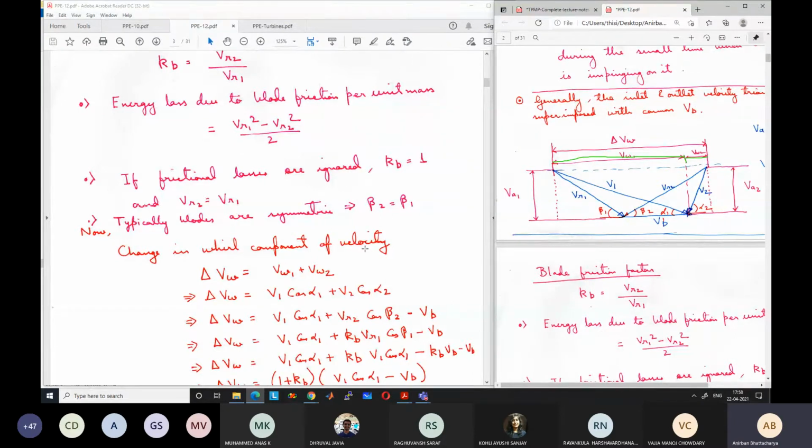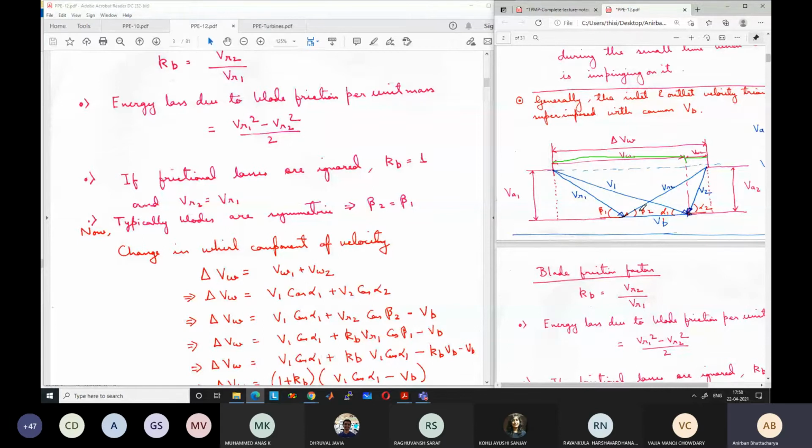Why do we want to relate this? Because then we know what should be the design of the blades: what should be the angles alpha 1, alpha 2, or the blade angles beta 1 and beta 2, so that we can generate a certain amount of work. To design the blades, we want to relate the blade angles beta 1, beta 2 and velocities V1, V2, VR1, VR2 to the work output.